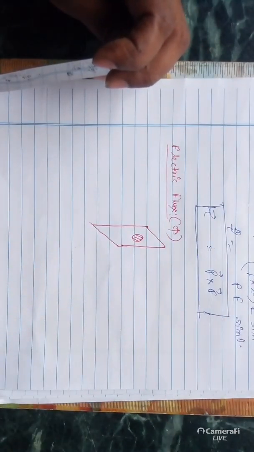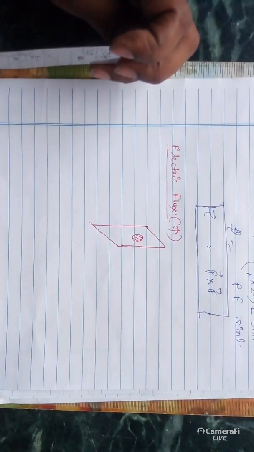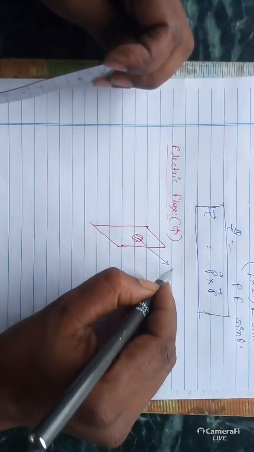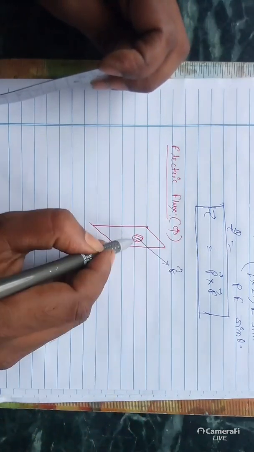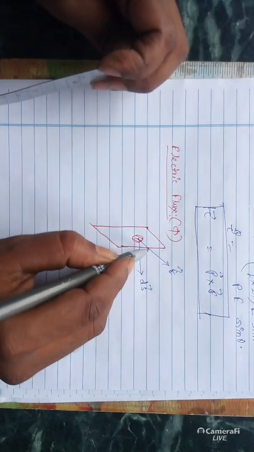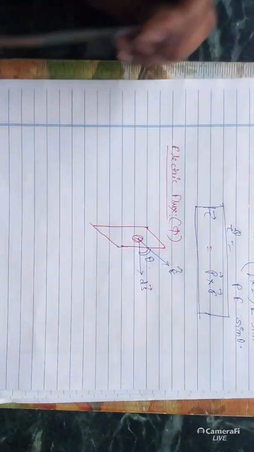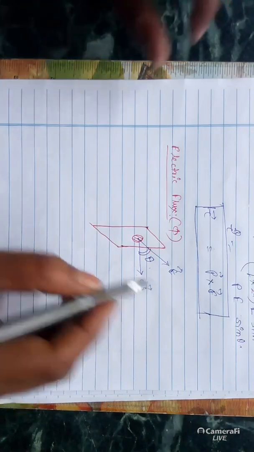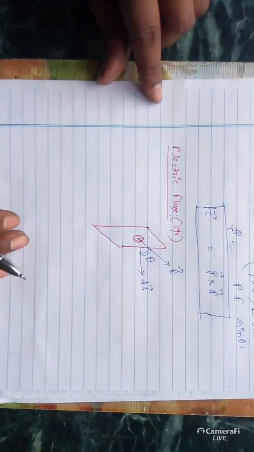Now the electric field is not horizontal and not vertical. It is making an angle theta with this one. Let the electric field pass through this at an angle theta with the ds. This is the direction of the ds. Yes or no? And this angle is theta. So what is the electric flux? Electric flux is the number of lines of force passing perpendicularly to a given surface area. Clear?